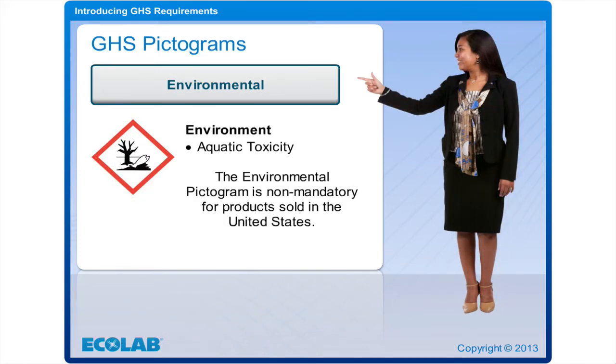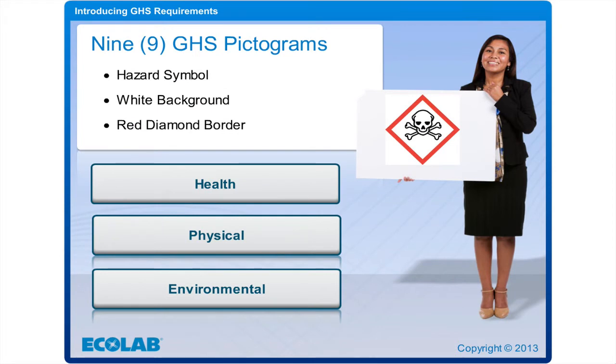Our last category is the environmental hazards and includes this pictogram, which is used for products that contain chemicals which may cause aquatic toxicity. The environmental pictogram is non-mandatory for products sold in the United States. As of June 1, 2015, the Hazard Communication Standard, HCS, will require pictograms on labels to alert users of the chemical hazards to which they may be exposed. The pictogram on the label is determined by the chemical hazard classification.